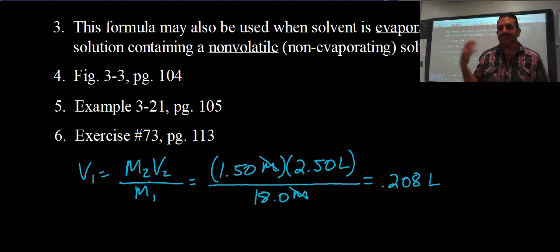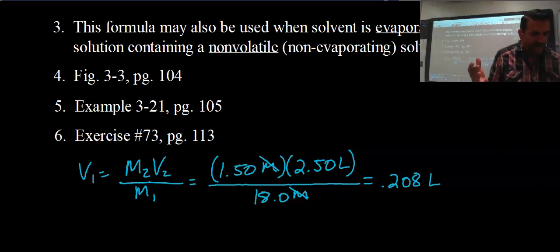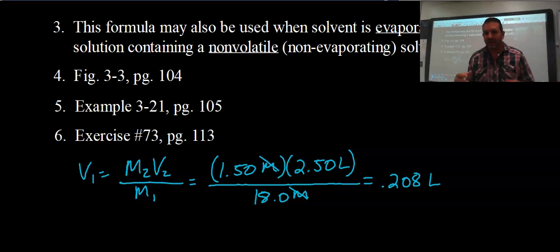All right, next step, let's add to it. It doesn't ask for this in the question. So you would take 208 milliliters, and you would add that to how much water? Remember, anytime you're making a solution from a concentrated acid, do what you oughta, add acid into water. It always goes that way. Add the acid to the water, not the other way around.